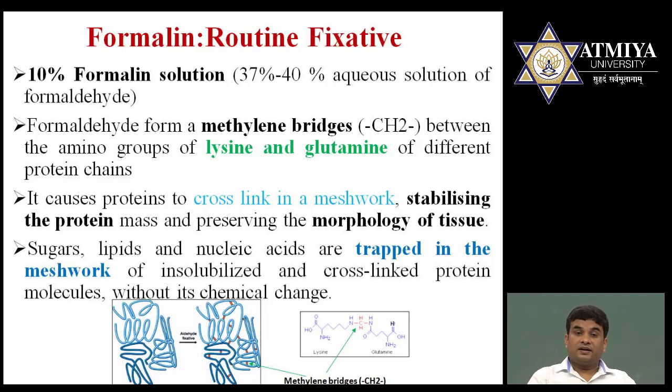Now how does this formaldehyde work? It makes a cross link between the lysine and glutamine residues of protein, and it will make a meshwork, and in this meshwork the protein gets stabilized and maintains the structure of the tissue. Moreover, calcium, lipid molecules, nucleic acid molecules and some glycolipids will be trapped inside the protein meshwork, and it will maintain the structure of the tissue in the proper shape, and it will not change. That's the role of formalin in maintaining the shape and rigidity of the tissue.